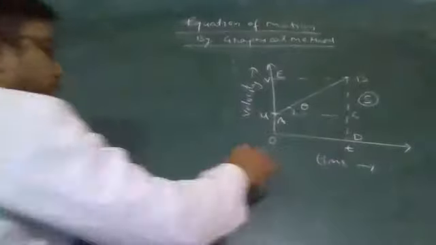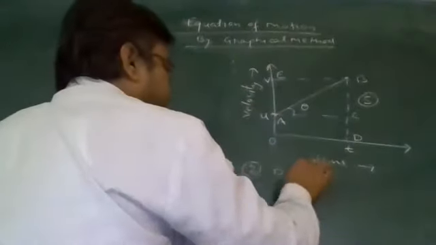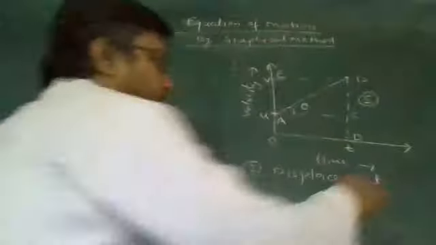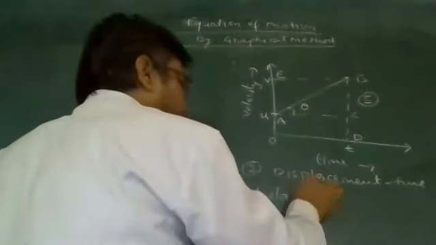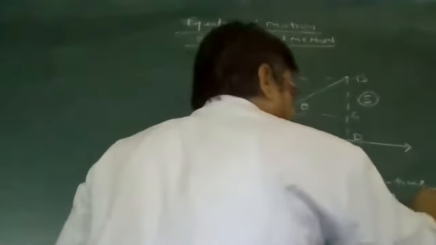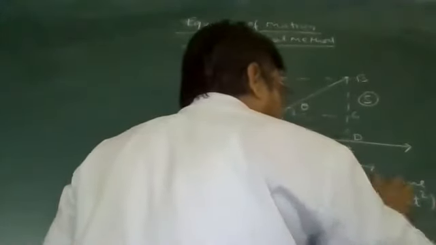Second equation of motion, that is what? Displacement time relation. And what is this relation? S is equal to ut plus half at square. That is the displacement time relation.